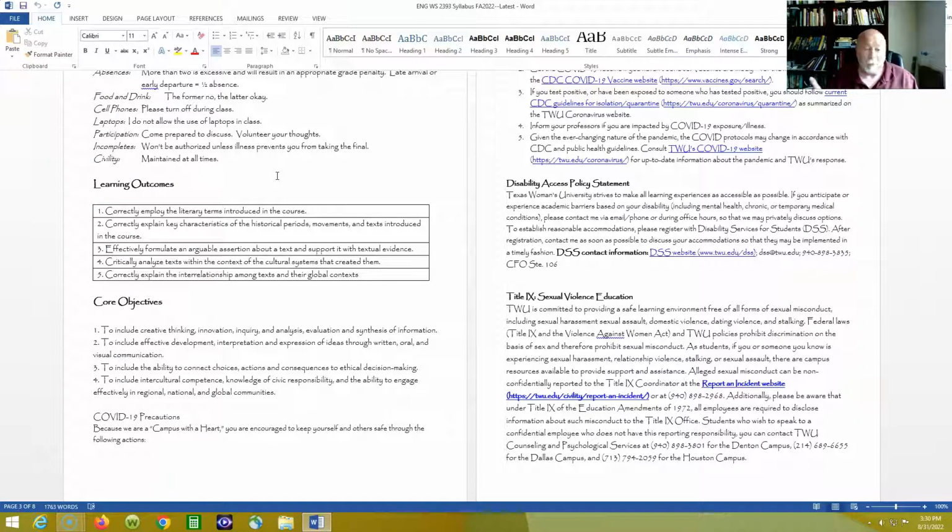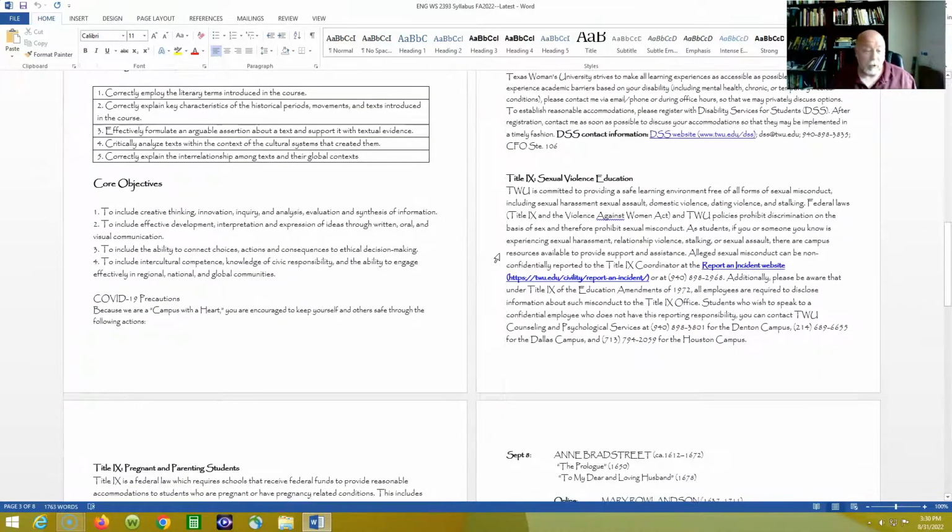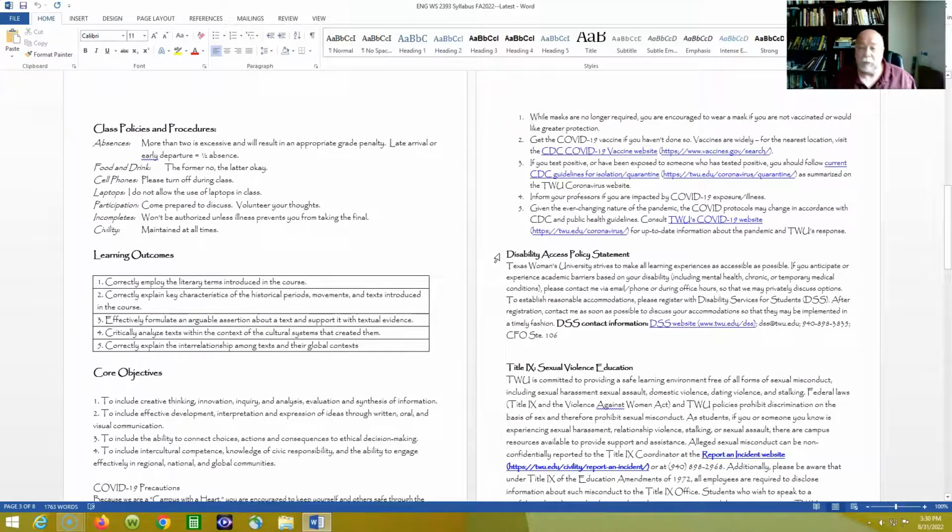Learning outcomes. There they are. Core objectives. Well, we're supposed to put that in there. You can read that if you really, really, really want to know about the philosophy behind the core curriculum at TWU. You can do it. COVID stuff. I don't think COVID is what it was a year ago or 2 years ago. Thank the Lord. But there it is. There's all the COVID stuff.